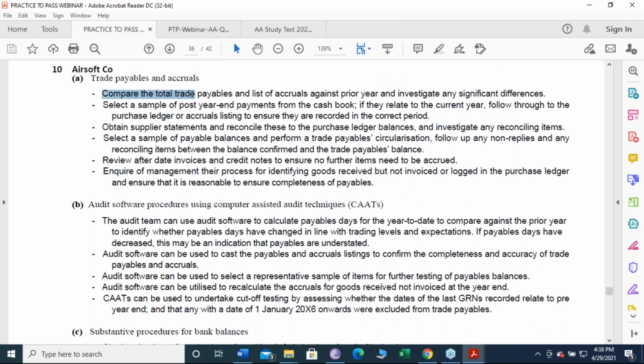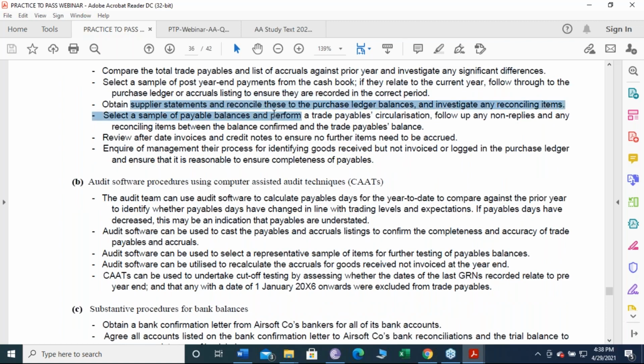Compare the total trade payables and list of accruals against prior year and investigate any significant differences. Select a sample of post year end payments from the cash book and make sure they are recorded in the correct period. Make sure they are recorded in the accruals or the purchases or the payables. Obtain supplier statements and reconcile them. Make sure there are no unreconciled items.